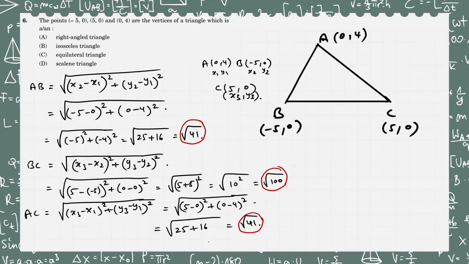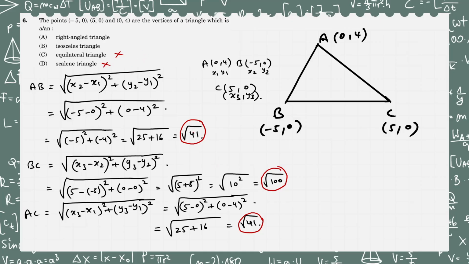So now obviously this is not an equilateral triangle because only two sides are equal in length and the other one is different. So equilateral is not at all possible. Scalene is also not possible because we are not getting different numbers for all three lengths. So scalene is also not possible.